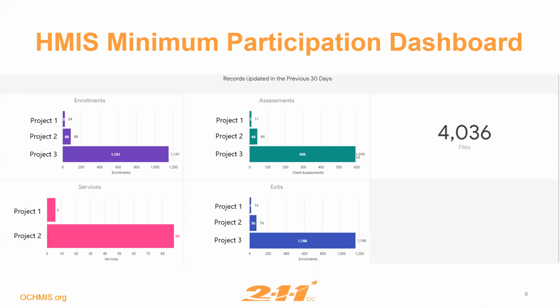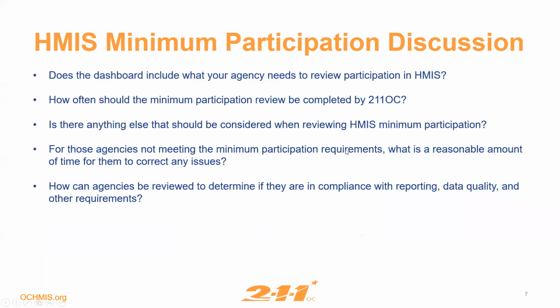For the next question, I asked, for those agencies that are not meeting the minimum participation requirements, what is a reasonable amount of time for them to correct any issues? So for example, if they don't have any active users, if they don't have active enrollments, how long should we give them to fix that? Half of you said 1 month, a little under half said 3, and then one person said none of these. Does anybody want to expand on that?